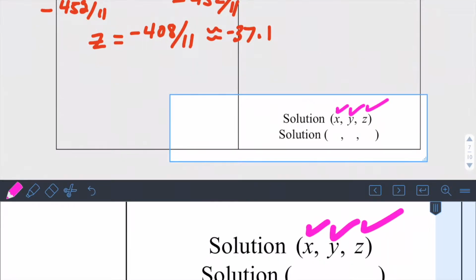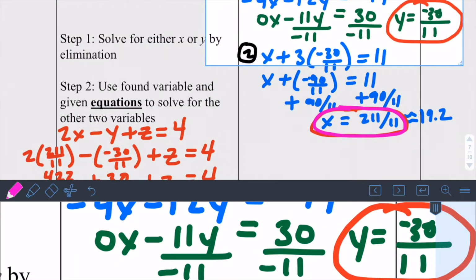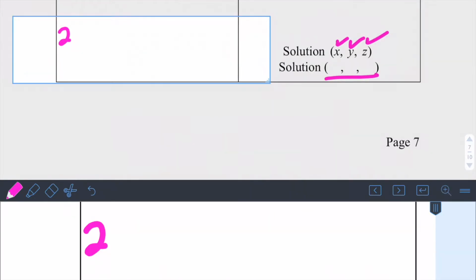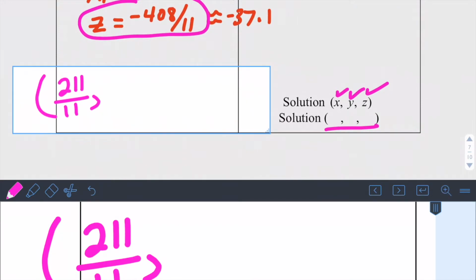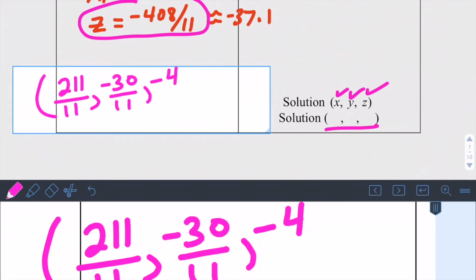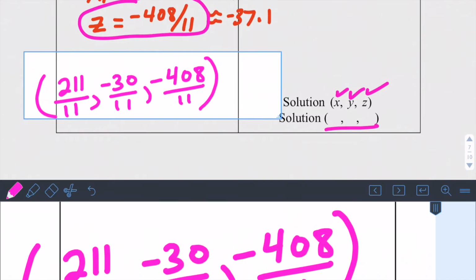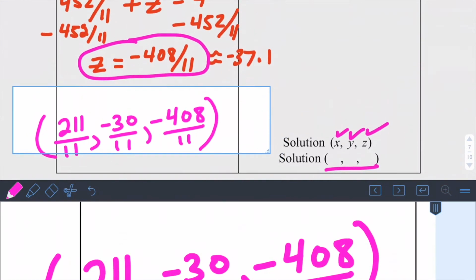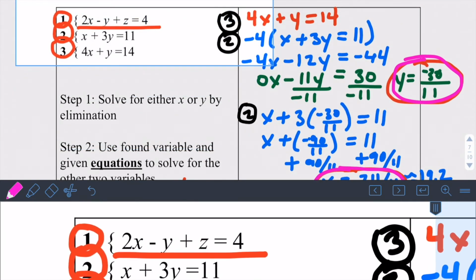So I'm not even going to try to write it in this. Here's our z value, there's our x value, and here's our y value. The solution now is 211 over 11, comma, y, which is negative 30 over 11, and then our z, which is negative 408 over 11. So that is our solution for all three of these lines. This is the point in the plane that these three lines would intersect. These three lines right here.